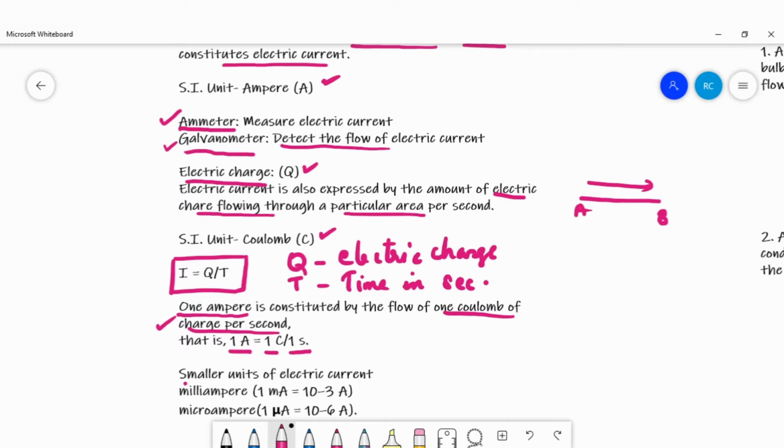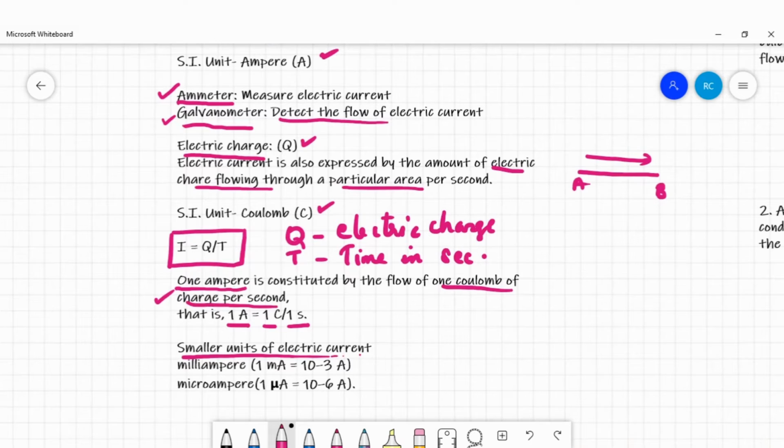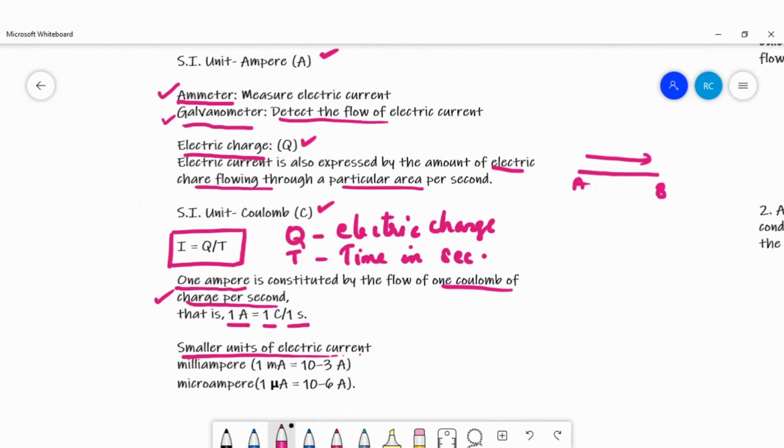Now, there are some smaller units for representing the electric current. Rather than ampere, we have milliampere and microampere. Milliampere, 1 mA, is 10 raised to minus 3 ampere. Then microampere, represented by mu A, is equal to 10 raised to minus 6 ampere. So these are the two smaller units for measuring the electric current.